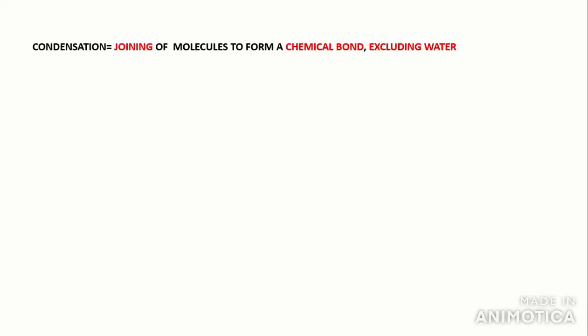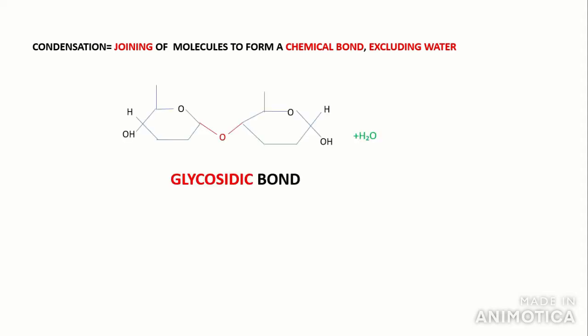Now, let's talk about the condensation of monosaccharides. Recall from the first part of the unit that condensation is the joining of molecules to form a chemical bond, excluding water. Condensation of two monosaccharides produces what we call a disaccharide, and many monosaccharides produces a polysaccharide.